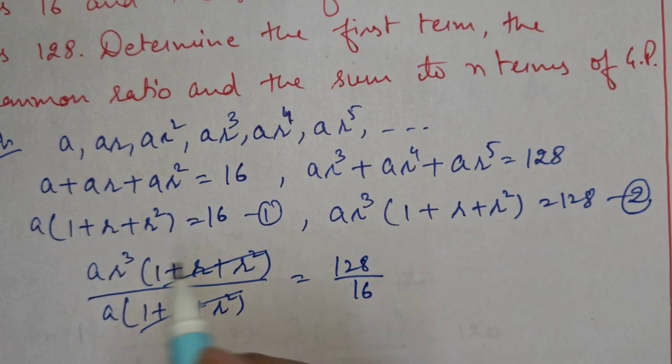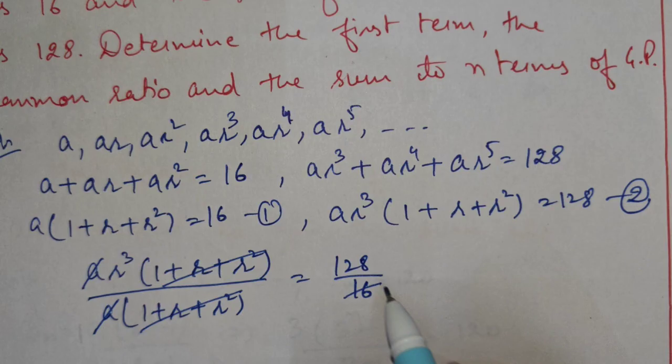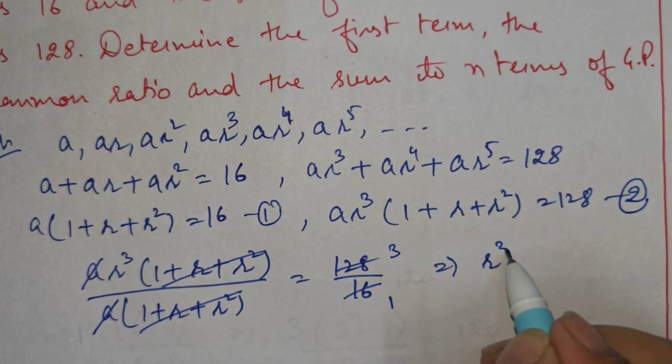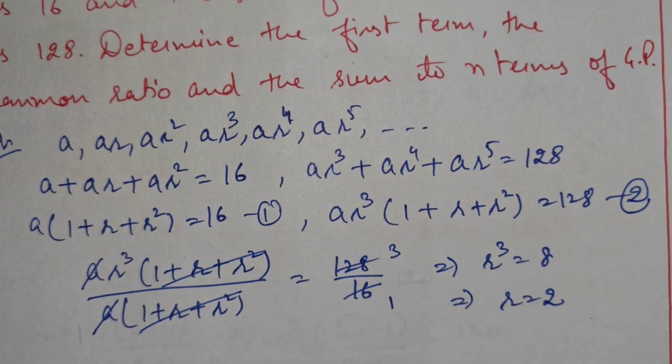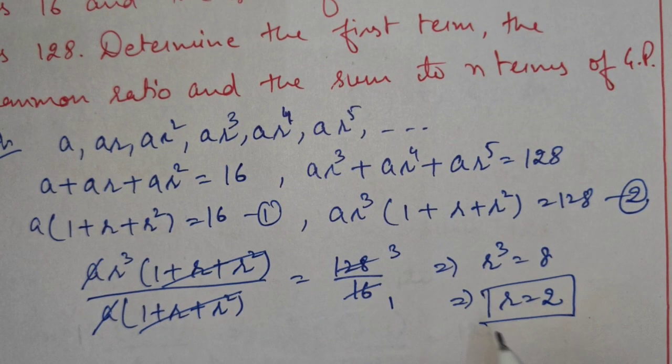तो यहाँ पे ये फैक्टर कैंसिल हो जाएगा, a के साथ a कैंसिल, देन 16 8s are 128. So we have r cube is equals to 8 and this implies r is equals to 2. So common ratio की वैल्यू आ गई हमारे पास, common ratio is 2.